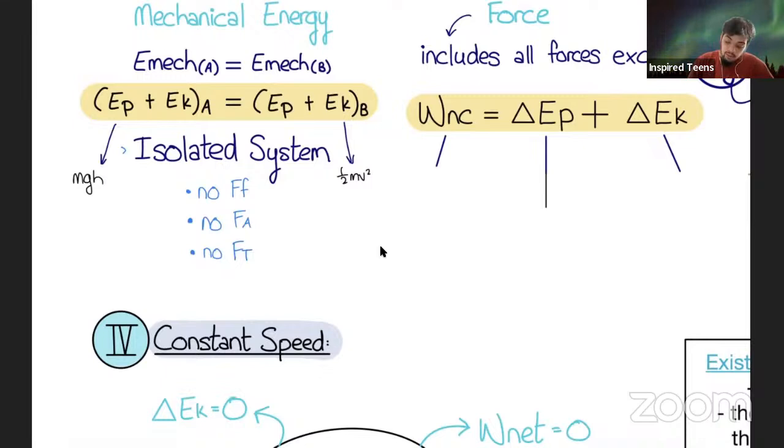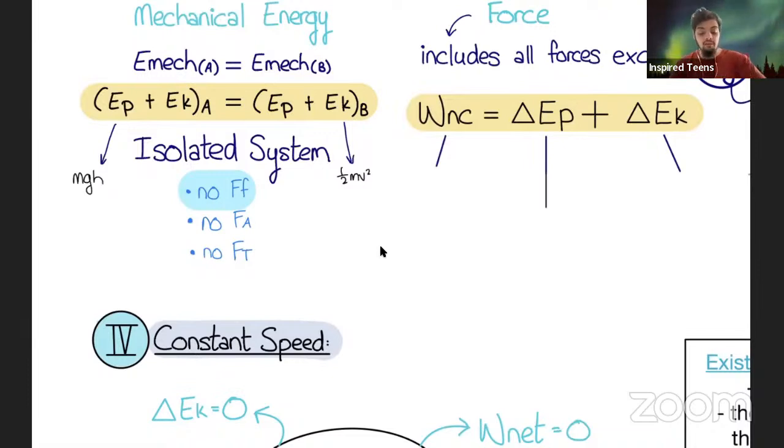The main one is that you don't have frictional force, but all of the others are just as important. For example, if you have a system that does not have friction, but has an applied force, it is not an isolated system. In order for it to be an isolated system, there needs to be an absence of these three forces: frictional force, applied force, or tension force. Any sort of applied force, any sort of tension force.